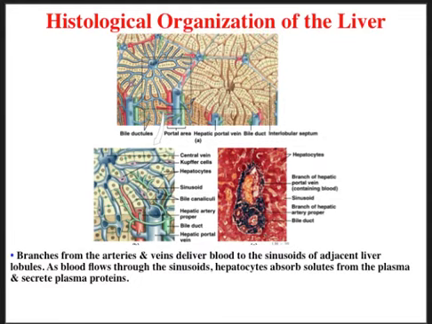Branches from the arteries and the veins deliver blood to the sinusoids of adjacent lobules. As blood flows through the sinusoids, the hepatocytes absorb solutes from the plasma, and they secrete plasma proteins. And one of the many roles of the liver is that it manufactures albumin, which is a major osmotically active component in the plasma part of blood.